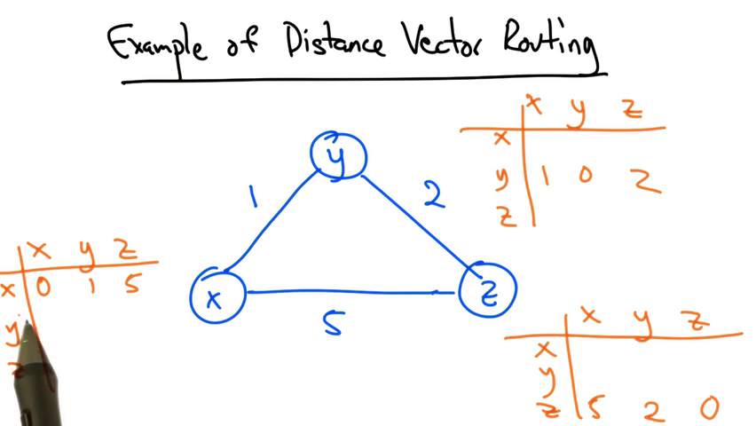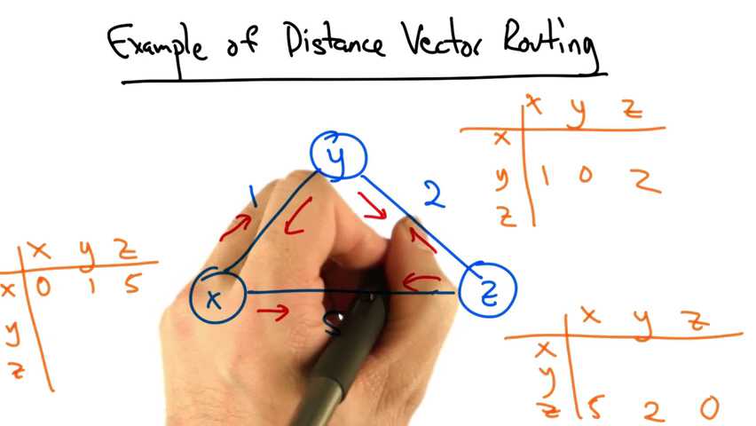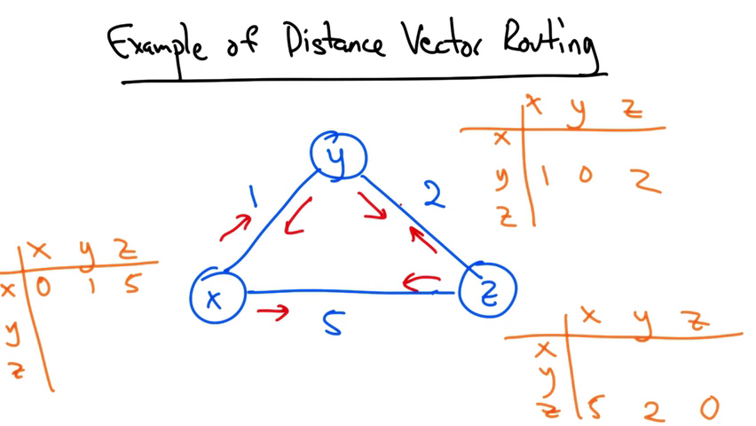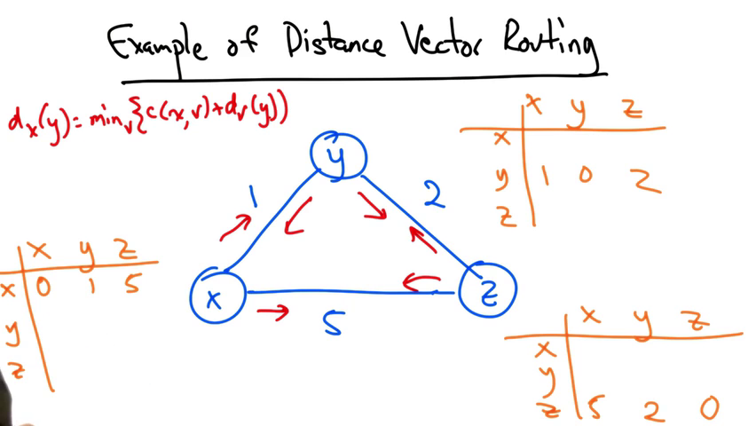Similarly, the shortest known distance between x and z, to x at the outset, is 5, because all it knows is the direct path. Note that a shorter path between x and z exists via y, but x simply doesn't know about it yet. Now in distance vector routing, every node sends its vectors to every other adjacent node, and each node then updates its routing table according to the Bellman-Ford equation.